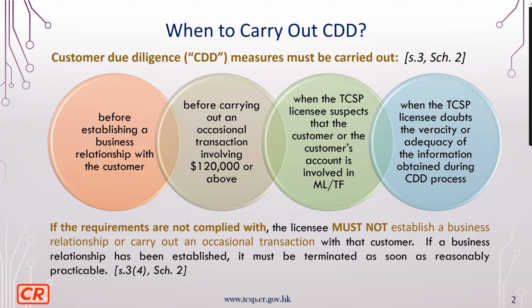As required under Section 3, Subsection 4 of Schedule 2, if these requirements are not complied with, the licensee must not establish a business relationship or must not carry out the occasional transaction with that customer. If a business relationship has already been established, the licensee must then terminate the business relationship as soon as reasonably practicable.